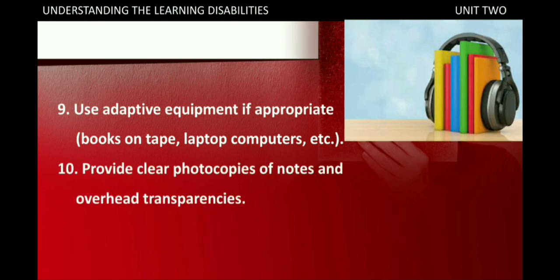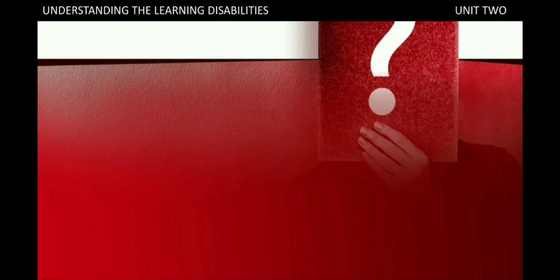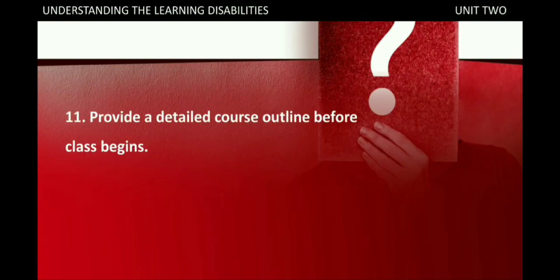You have to give all the information with much clarity, so give clear photocopies of your notes. You should provide a detailed course outline before the class begins. What is the point of studying all these subjects and chapters? You have to give the outline of the chapter or the subject. You should make them understand the practical application of learning all these things, and make them realize the importance of this course, the chapter and the subject.